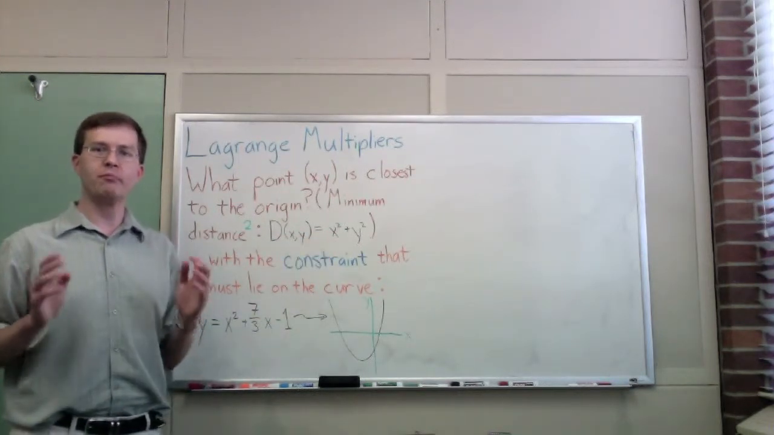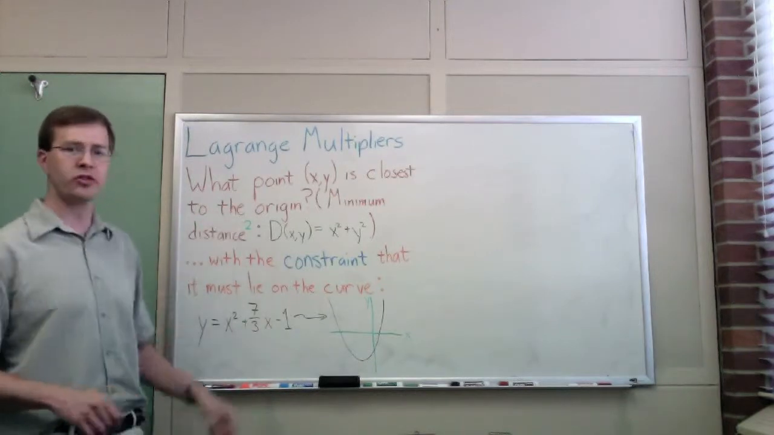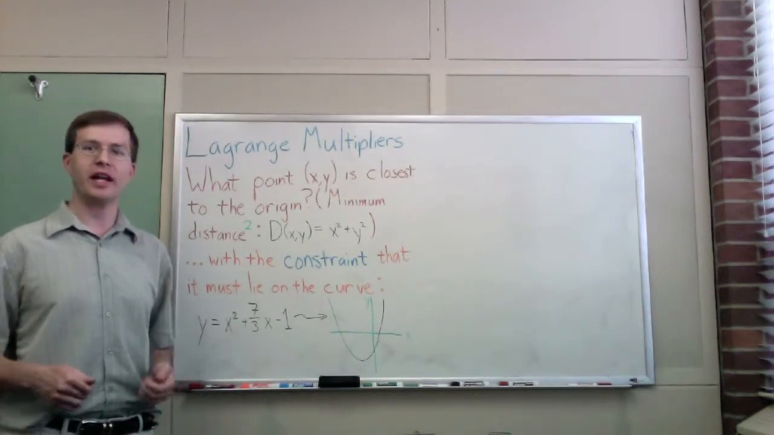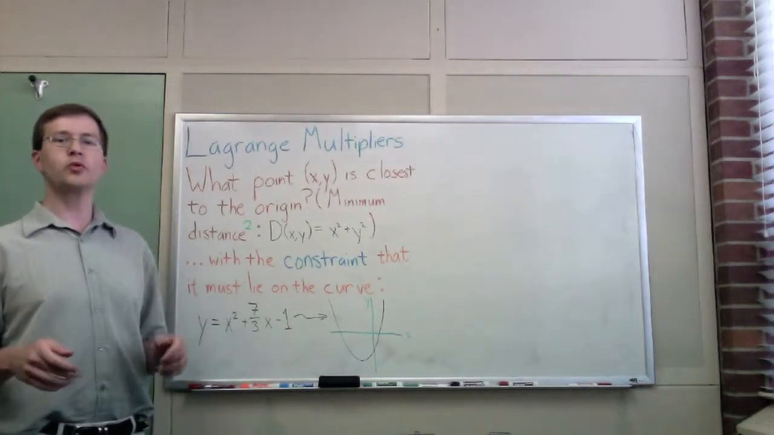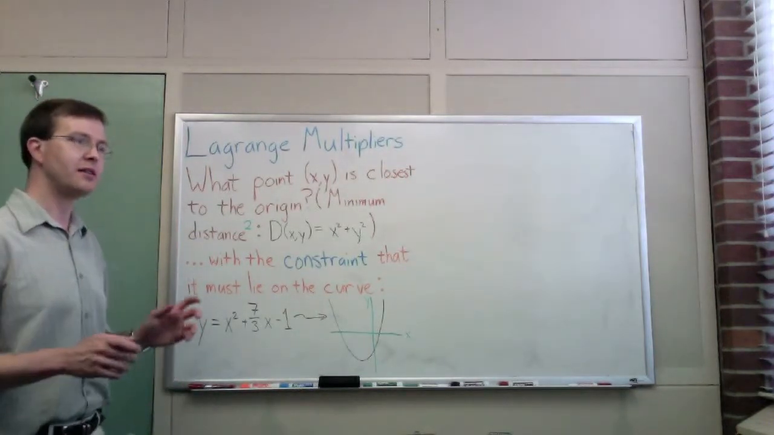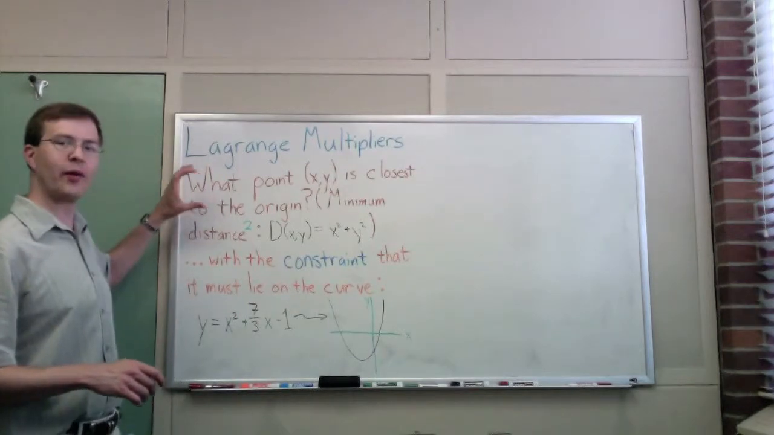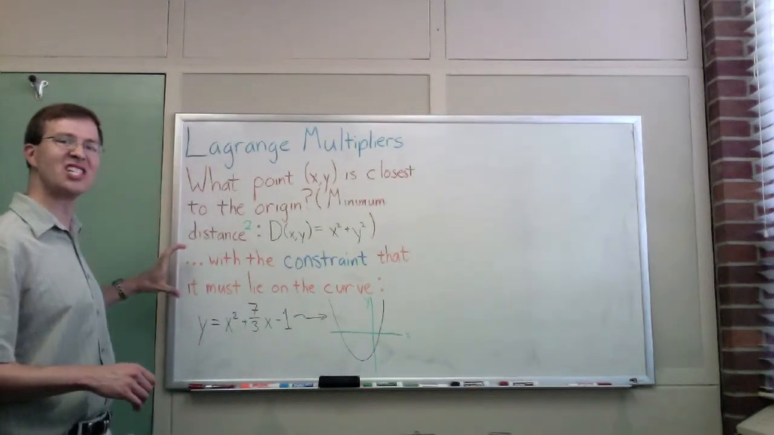Okay, that's actually a really boring question. The point closest to the origin is the origin, and we don't need any sort of methods to tell us that. That's just something we know. But here's where Lagrange multipliers come in. I don't just want to ask this question. I want to ask this question subject to a constraint.